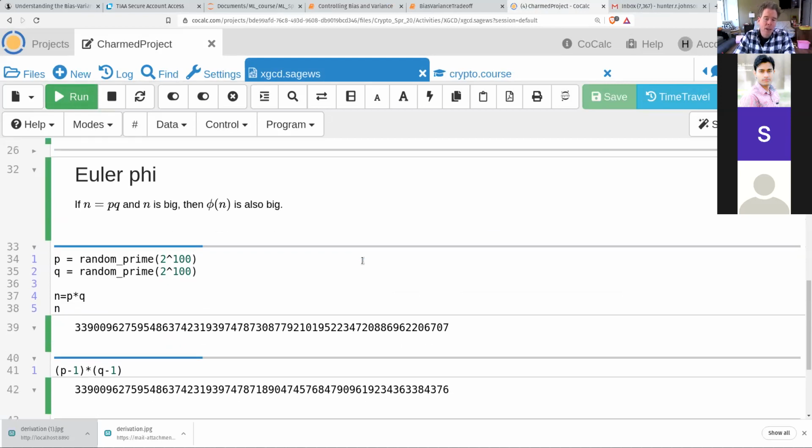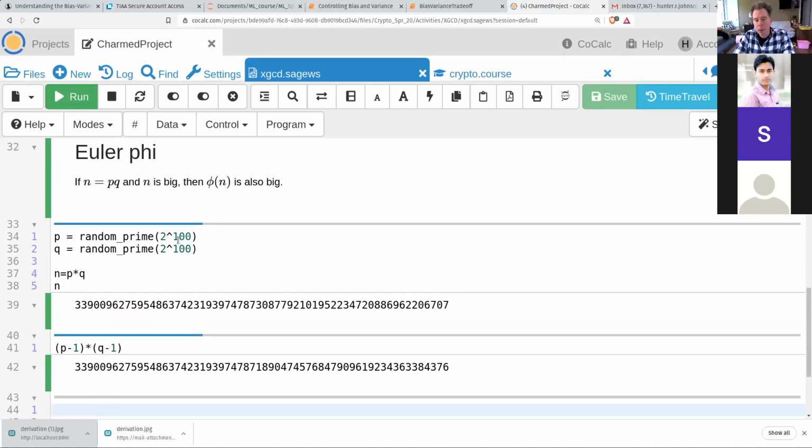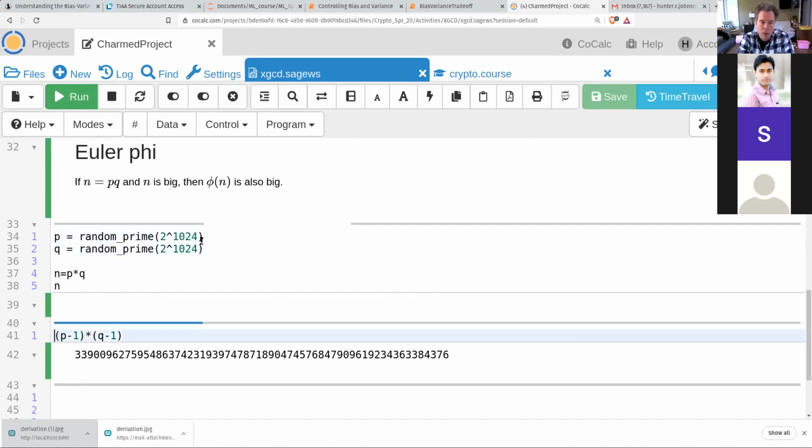So here's an example. These are 100-bit primes, and so I'm using. Are you guys looking at this? You see Euler Phi here? Yeah. Okay, we can see your screen. Great. So these are 100-bit primes, but for RSA, you would use primes that are more like 1024 bits, like that. This n would just be huge.